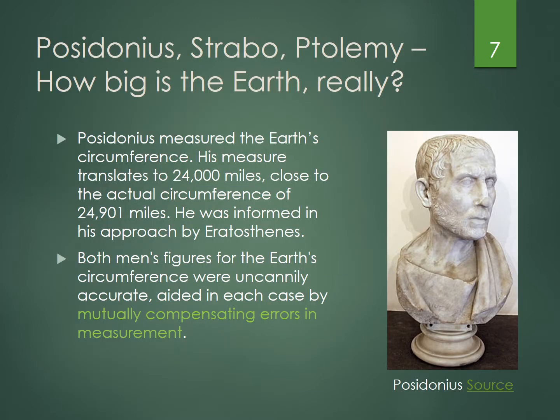Like Eratosthenes, Posidonius, Strabo, and Ptolemy were all interested in the actual size of the Earth. How big is the Earth really? Posidonius measured the Earth's circumference, and his measure translates to about 24,000 miles, which is close to the actual circumference of 24,901 miles. He happened to have been informed in his approach by Eratosthenes. Both men's figures for the Earth's circumference happened to be uncannily accurate for their time, but both of their measurements were actually made more accurate by mutually compensating errors in measurement.